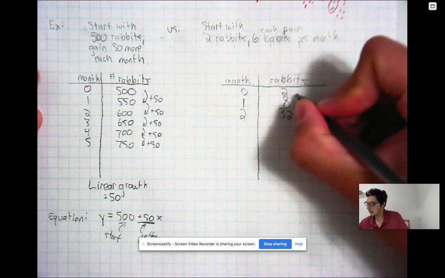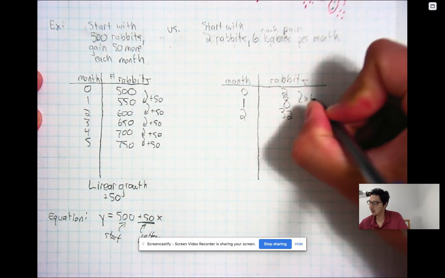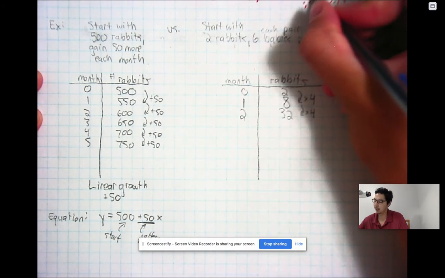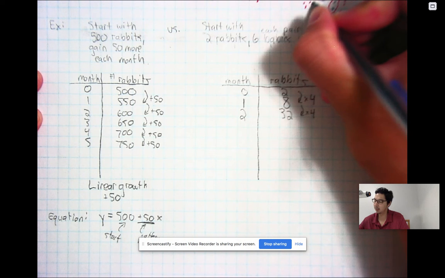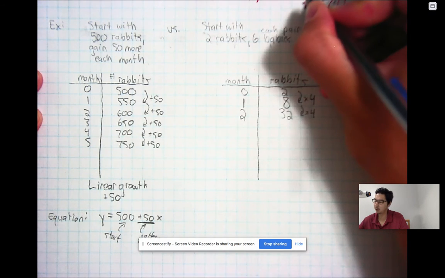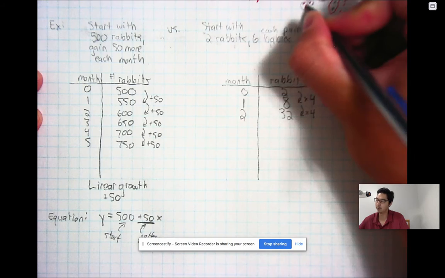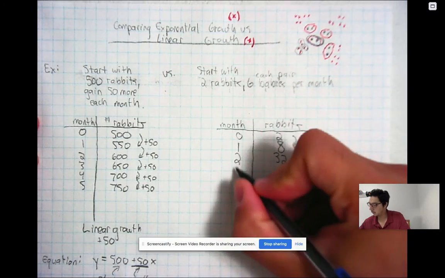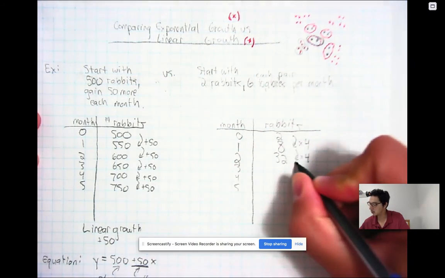And if you notice here, the pattern is it's actually multiplying by 4. And the way you can see that visually is when I said one pair had 6, we'll notice that that original grouping of 2 quadruples in size. It goes from 1 group of 2 to 4 groups of 2. Sorry, you didn't see that. So it quadruples in size. So we can keep multiplying by 4 here, and I'm going to go out to the 5th month as well.